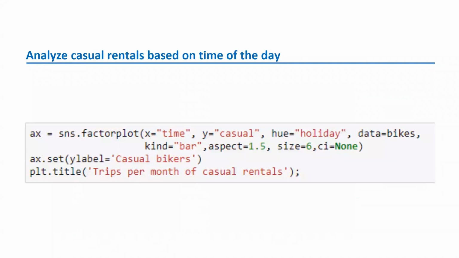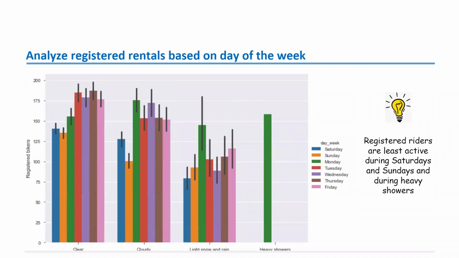Next, we analyze the casual rental based on the time of the day. So at what time you see the number of bike rentals. Registered riders are least active during Saturdays and Sundays and during heavy showers. Obviously, if they are registered, they are using it for their office or schools or colleges, and they are least active during Saturdays and Sundays.